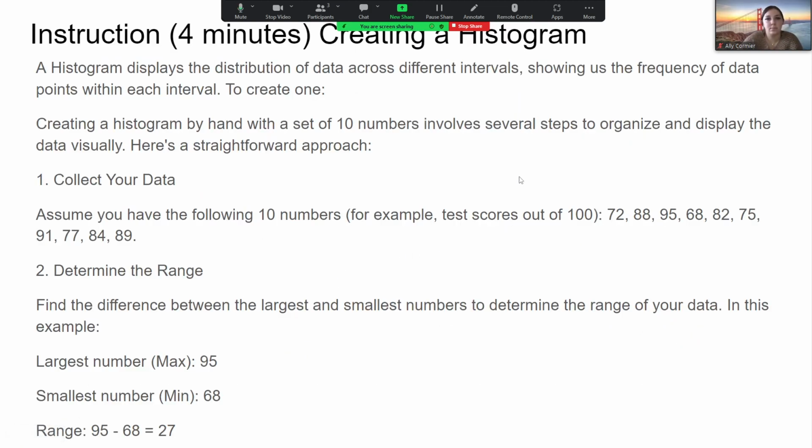So we're going to be going over how to create our three types of data. We're going to be using the same data set for all three graphs, and I'm going to be breaking down the steps. Okay, so first we're going to start with a histogram. We're going to be doing histogram, box plot, and scatter plot.